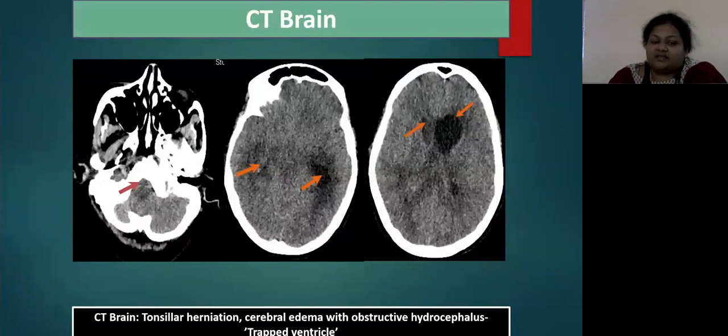Yeah, there's mass effect, the cerebral edema. Here it's gotten obstructed. Okay, it's become like a trapped ventricle. All this is on CT. We're not even doing the MRI.